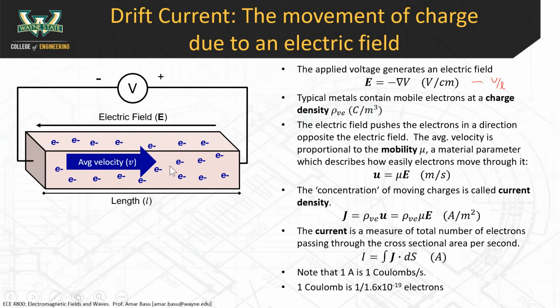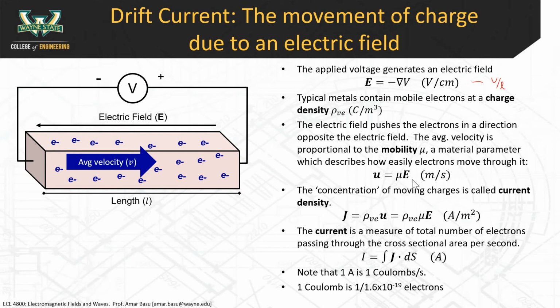Okay, so that average velocity can be calculated using this equation. u is equal to mu times E. The electric field was generated by the voltage, so that's our E. And the velocity that these electrons move is given by the mobility times E. The mobility is a material parameter which describes how easily the electrons move through it.